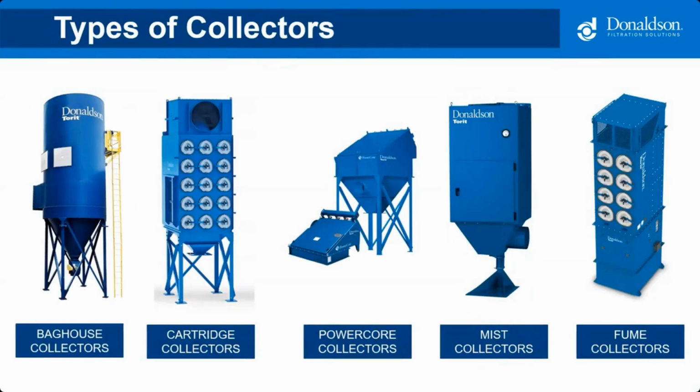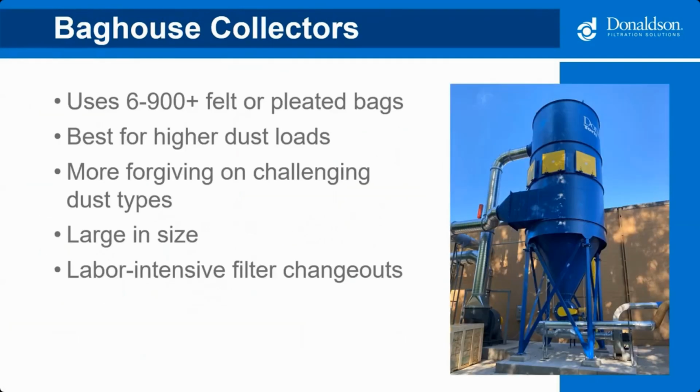There are 5 basic types of media collectors: baghouse, cartridge, power core, mist, and fume. Baghouse collectors have been around for over 100 years. Our baghouses use anywhere from 6 to more than 900 felt or pleated bags to filter the dirty air. They are typically the best choice for high dust loads, and they are also the most forgiving in challenging dust types. The big downfalls of baghouse collectors are they tend to be large in size and very labor intensive during filter changeouts.